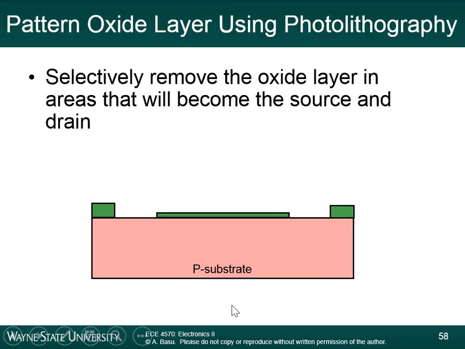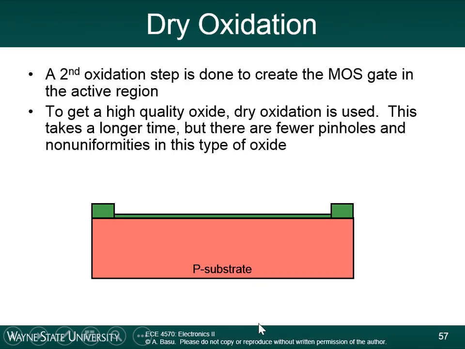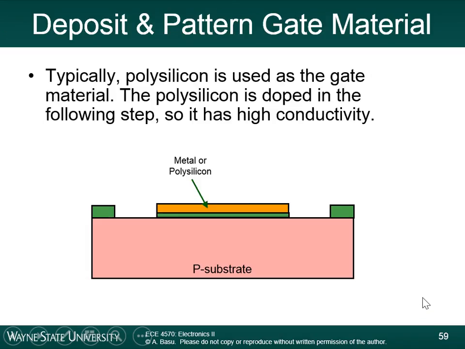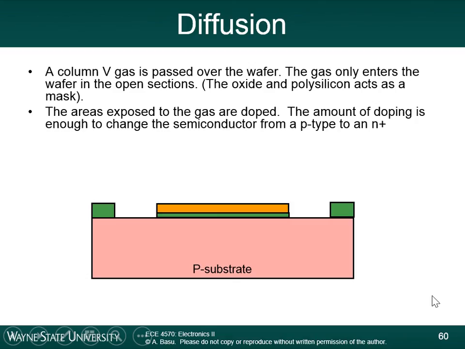So this oxidation step is different from the first one. The first one is to grow these thick regions here, which are not critical, but the gate oxide is the critical one. You can pattern the oxide layer using photolithography, and then deposit and pattern the gate material. And then a column 5 gas is passed over the wafer. The gas only enters the wafer in open sections. So these two regions that were opened up, they eventually become the source and the drain.